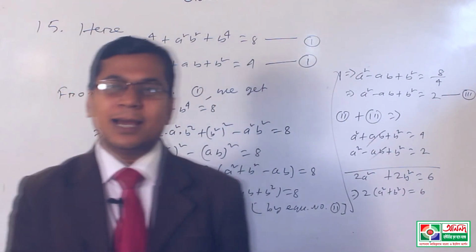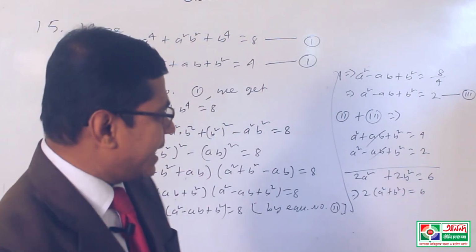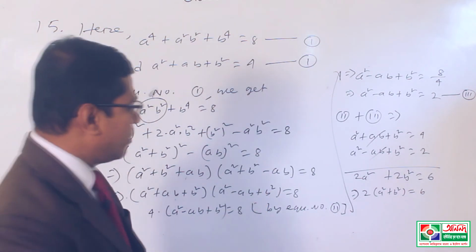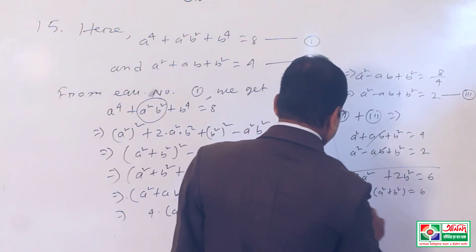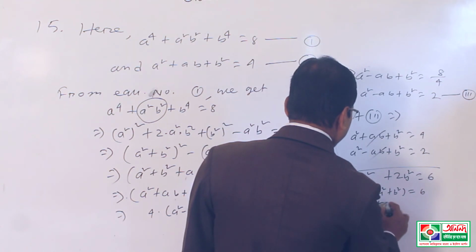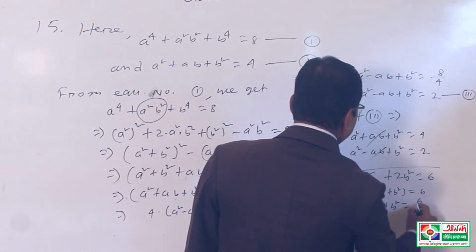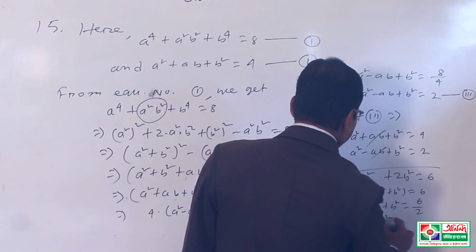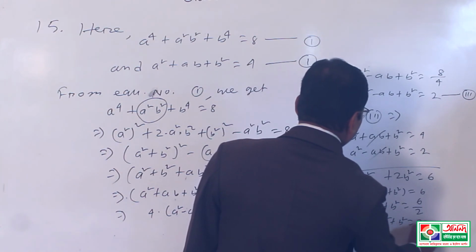Dear students, I hope that you have understood it easily, and this is a very easy problem. So you can calculate it and divide 6 by 2. So you can write here a square plus b square equal to 6 divided by 2, or a square plus b square equal to 3.